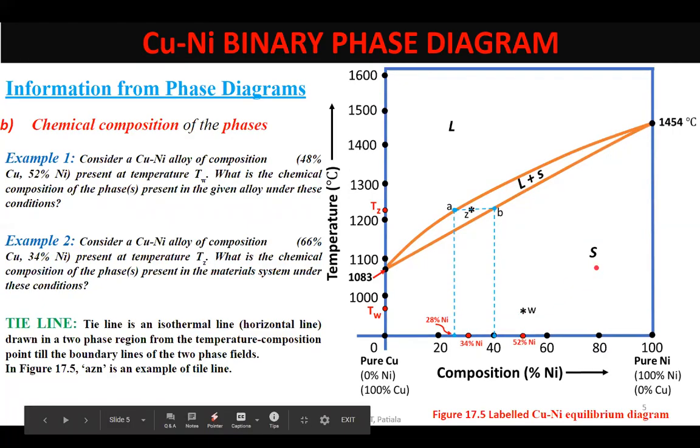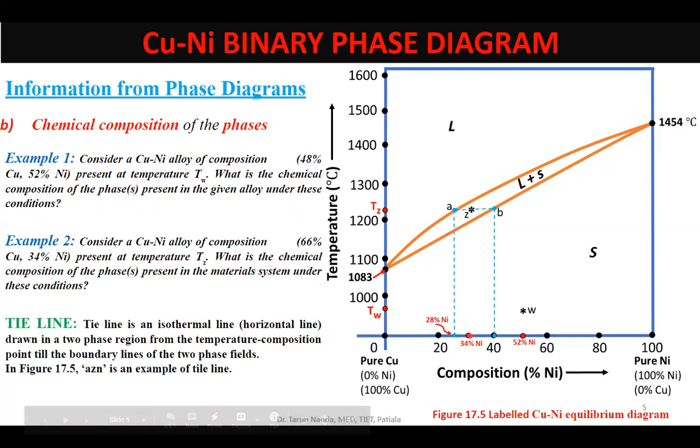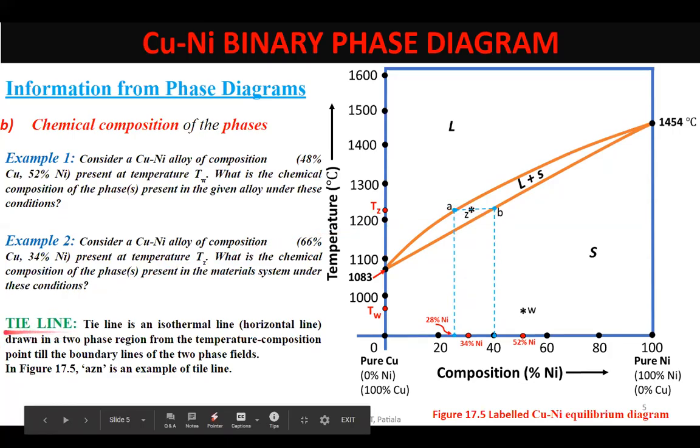Had your system been lying, suppose our interest lies in an alloy with 34% nickel and remaining 66% copper in it, and now it is lying in a two phase region, then students, if you are lying in exactly a two phase region, then there is a concept called the tie line concept which would be used.